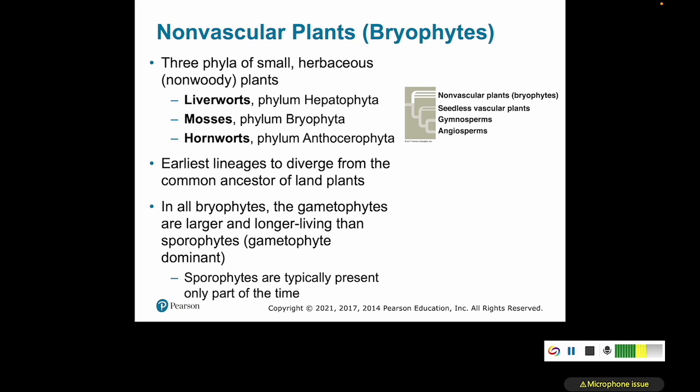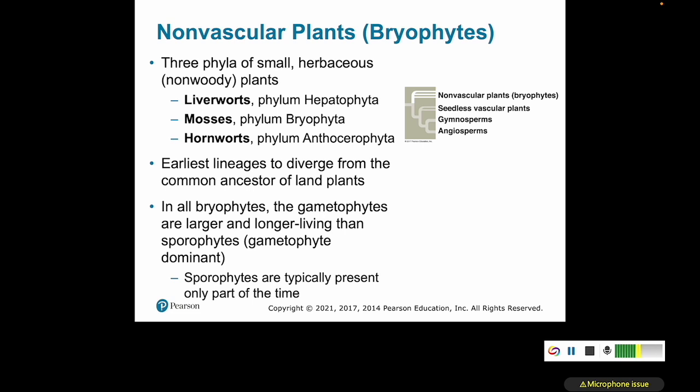These are our liverworts and our hornworts. The word wort just means herb. So liverworts are herbs shaped like a liver. Hornworts are herbs shaped like a horn. And then the mosses, the bryophytes.